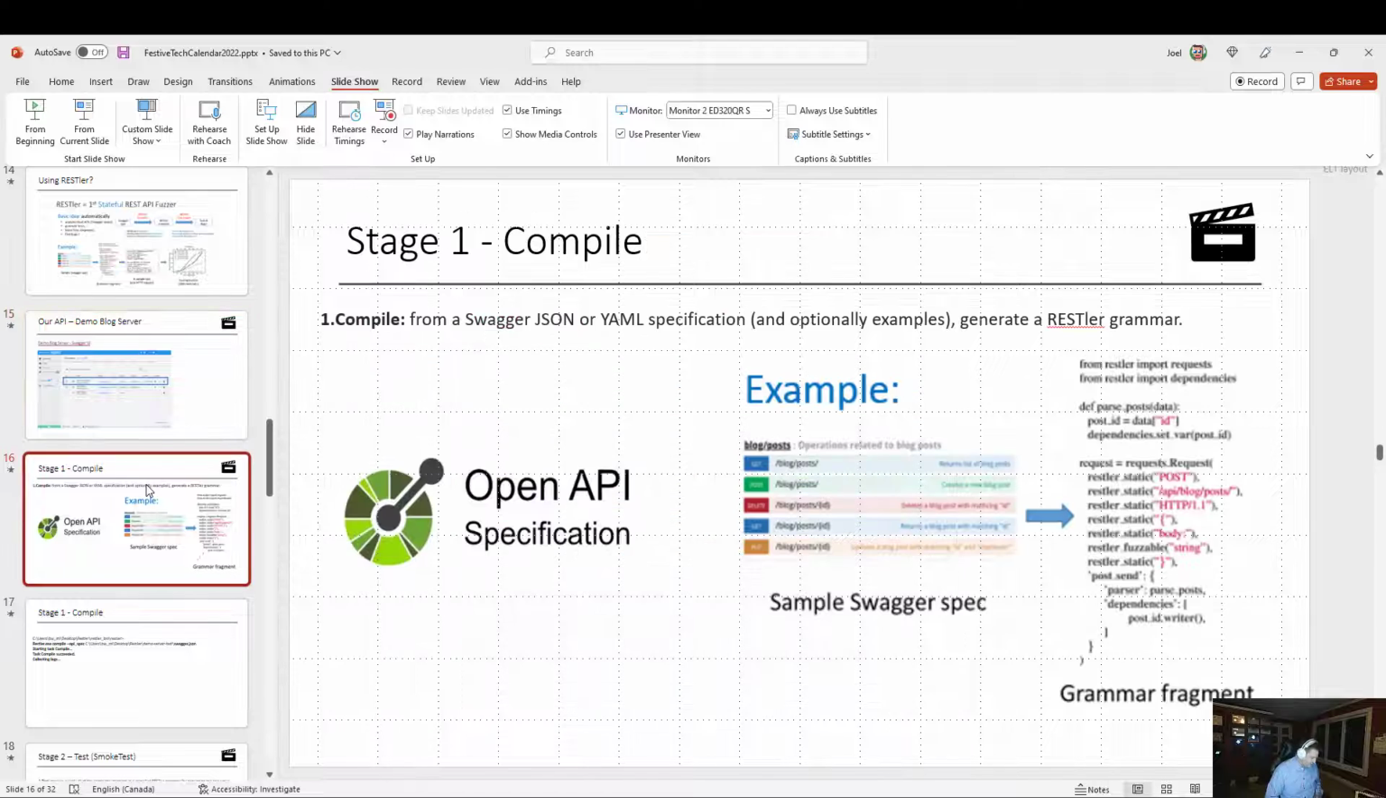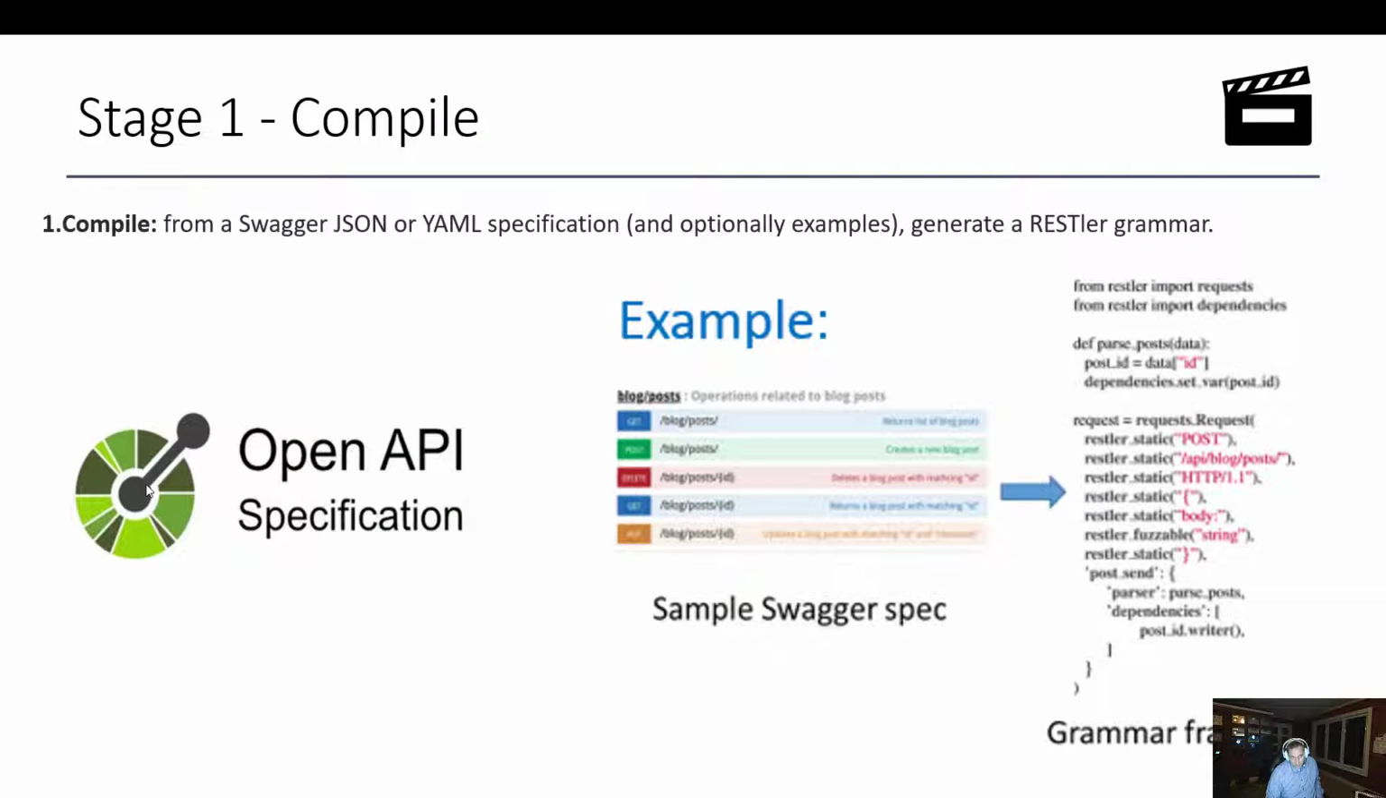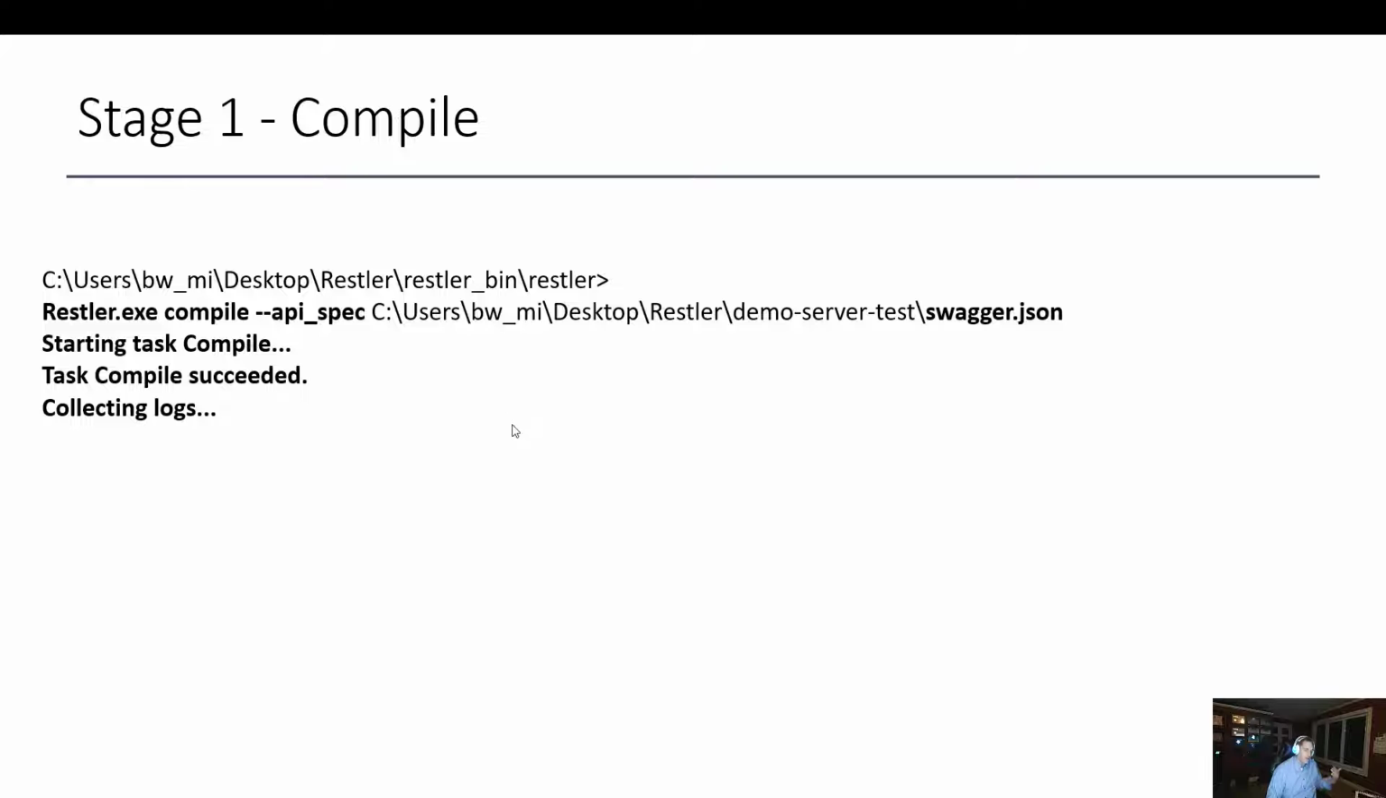So what does that look like? Let's take a look. First and foremost, we start with the first stage, which is compilation. What we want to do is take that OpenAPI spec. We're going to ingest it as part of our first process, and we're going to generate a grammar fragment. So what does that look like? We're going to go to the command line, and on my machine, we're basically going to run this command.